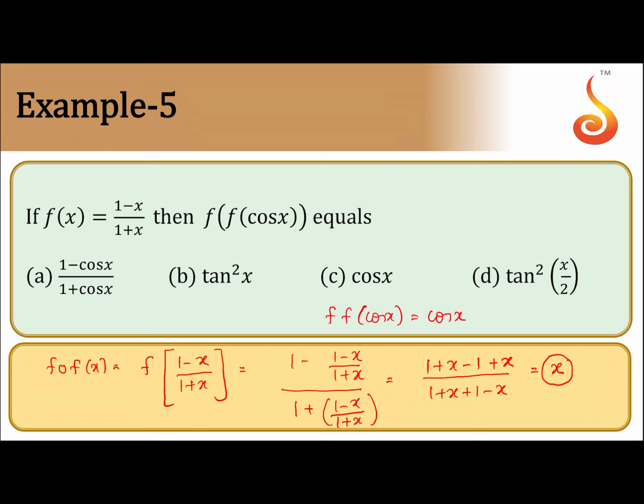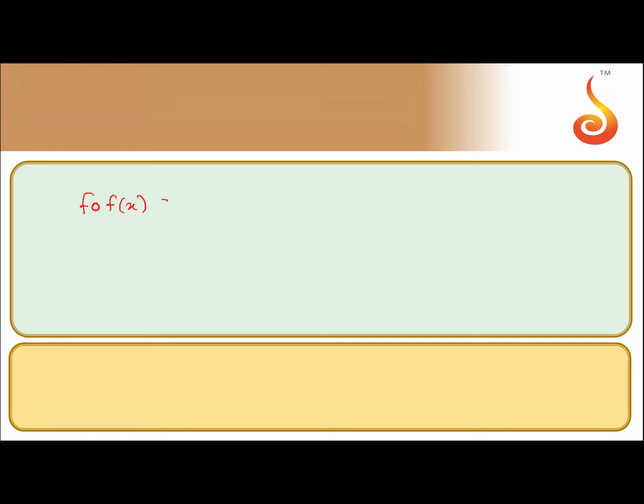Even if you put directly cos x, you can do it. So f of f x is equal to nothing but x. What this indicates, one more thing that is very important in this case: f of f x, you got it as x. What does this imply? f of x is equal to f inverse x. f of x is equal to f inverse x. It's a very important point. Function and its inverse both are equal.